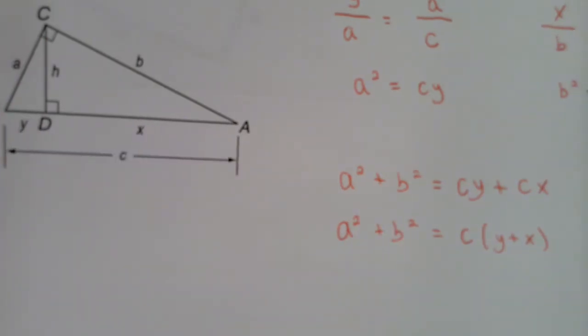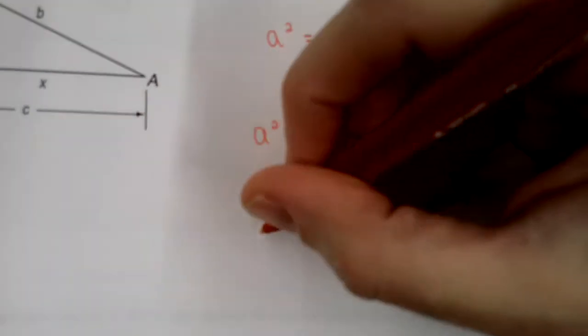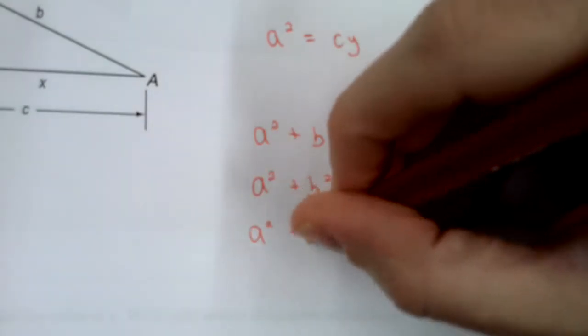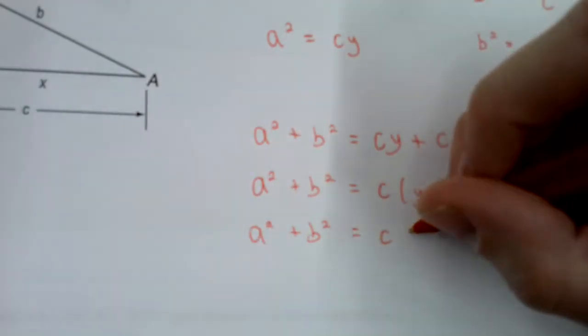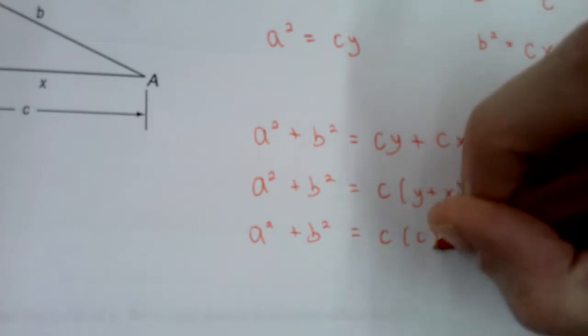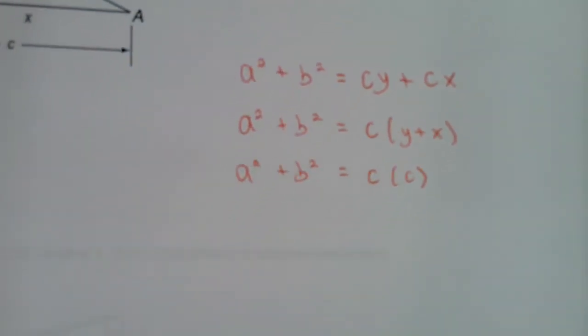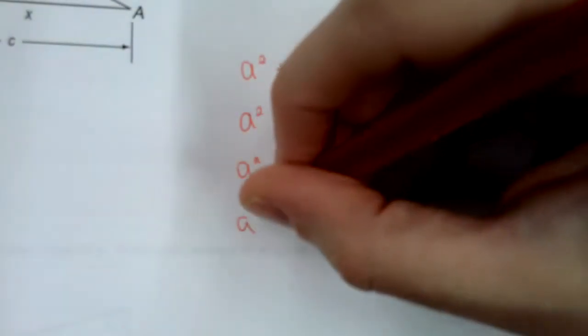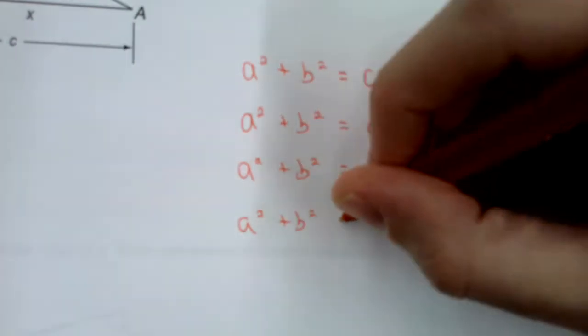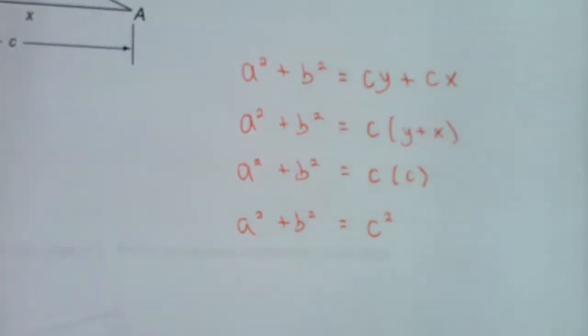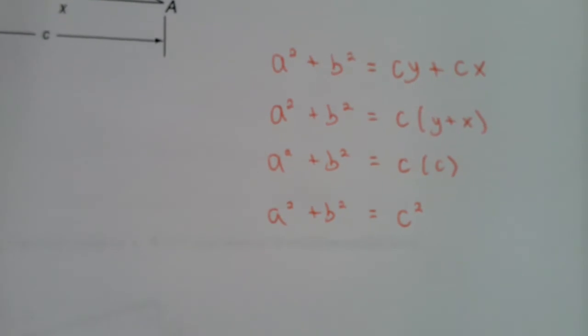So let me replace y plus x with c. Substitution property. And c times c is c squared. So that's a proof of the Pythagorean theorem. There are more proofs. There's different ways you can prove this theorem. But I just wanted to show you one way related to what we did yesterday.